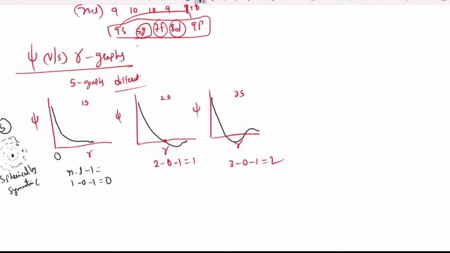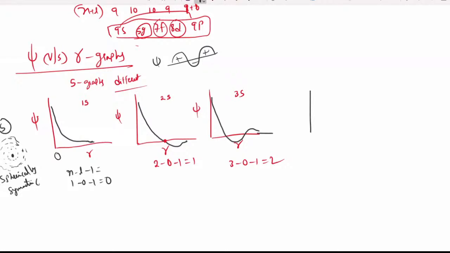Sir, why does it go up and down? Because psi is nothing but both will be present. Positive is present, negative is present. That is the reason why I draw the graph of psi versus r like this.